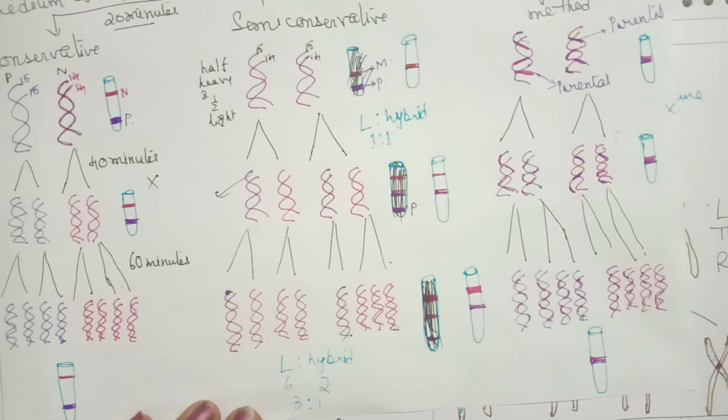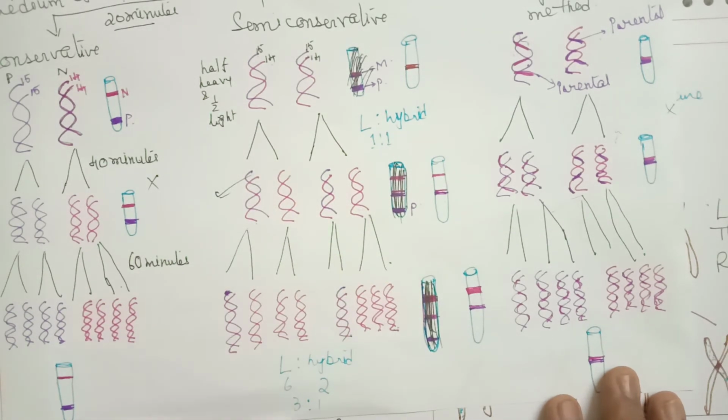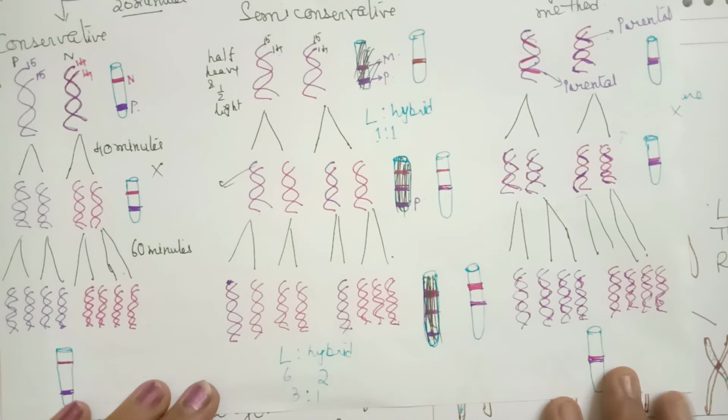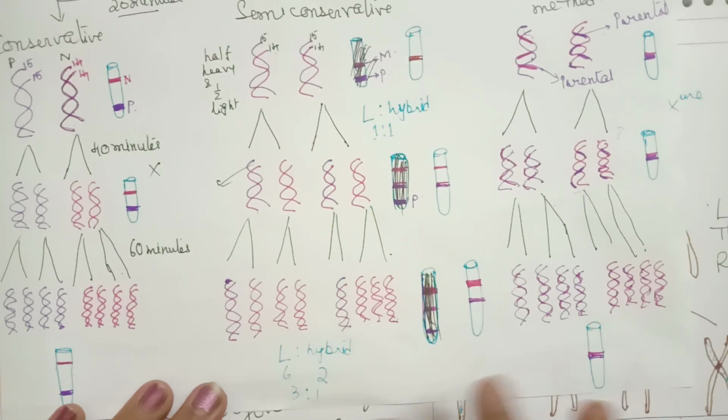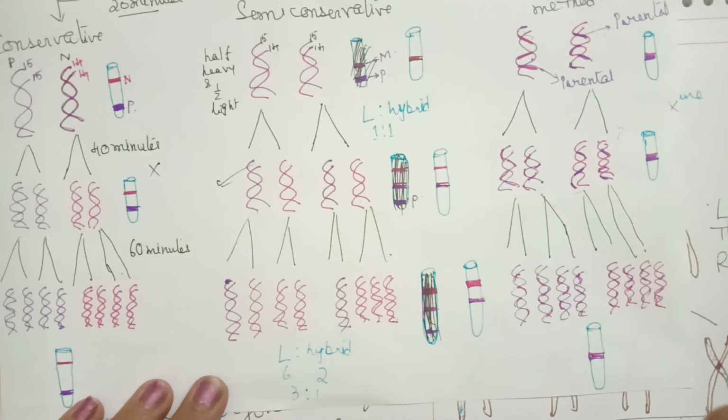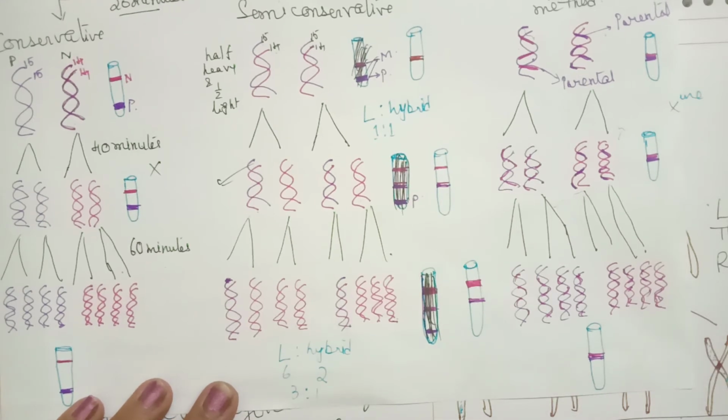So as we go further, for n number of generations, especially in this type of experiment, we find the light bands or light molecules are increasing and hybrid DNA molecules remain the same. The same 2 will remain even if you take n number of generations. But the light DNA molecules are going to increase because all the replication cycles are taking place in N14 medium.